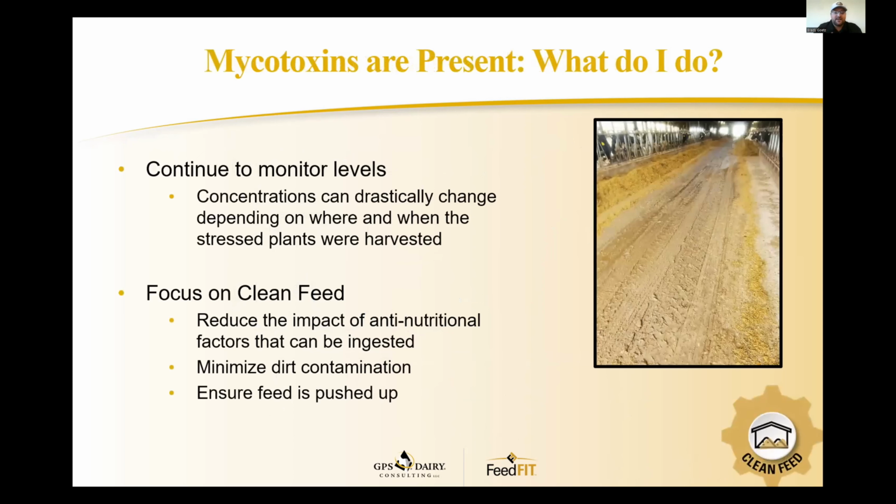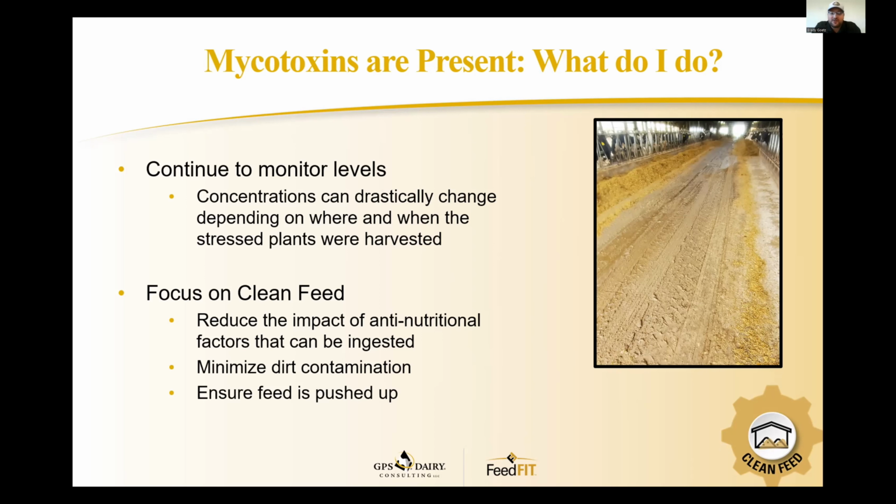So let's go back to the situation where we have mycotoxins present. What do I do? I know that I have mycotoxins in my feed right now. So what can I do on farm? What are some things that I can do? Well, we can continue to monitor those levels. These concentrations can change throughout the pile or throughout the forages that we're feeding. It might have been just one field where we had a lot of hail damage or we had some pressures coming in some way, shape, or form. So we've got to monitor those levels continually during harvest and during feed out.